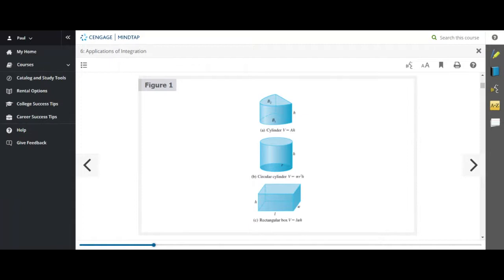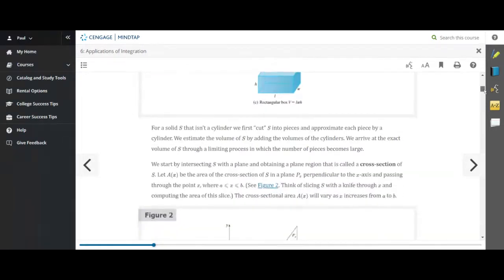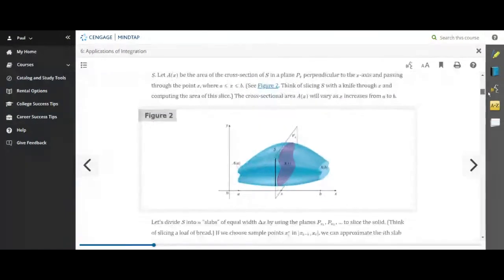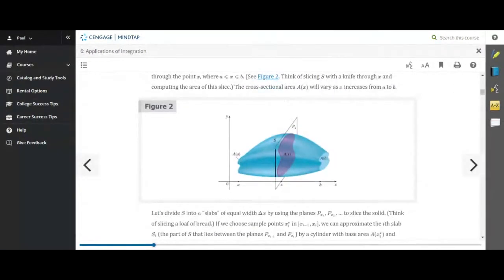But we want to have a formula that can find volume for a general set of solids. We want to have a procedure, I should say. So what we can do, if we go to figure 2 here, we look at this figure, you see a solid. You see this solid S. And the solid S goes from x equals a to x equals b. This is figure 2 in section 6.2.